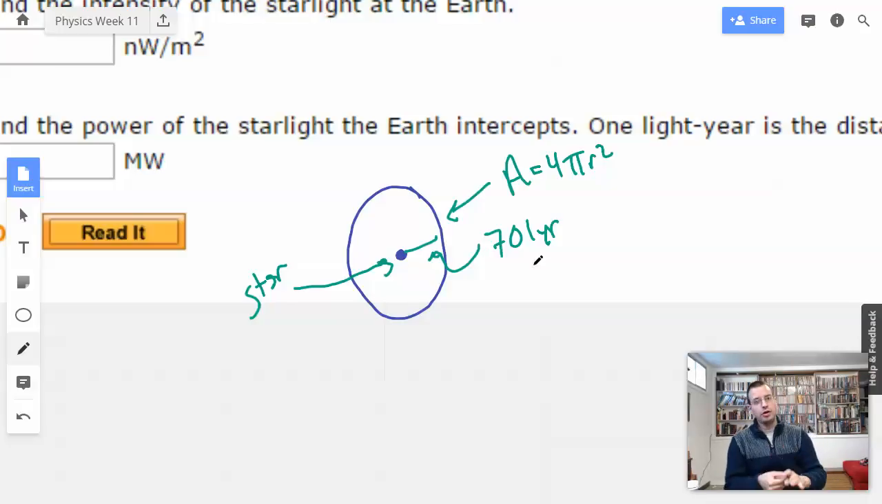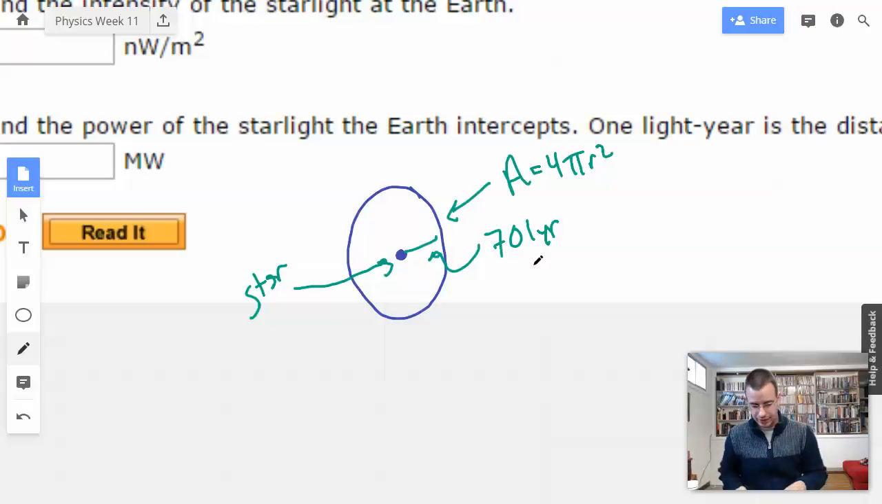You have all this power from the star, and it goes outwards uniformly in all directions, and it spreads as it goes. It's basically a type of attenuation. It gets weaker because it's farther away. Bam. Not hard.